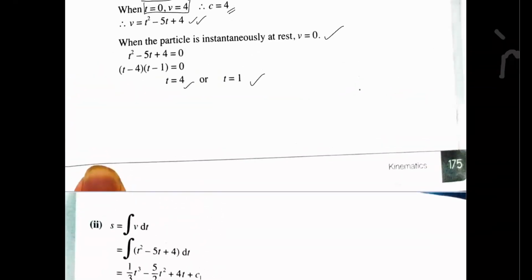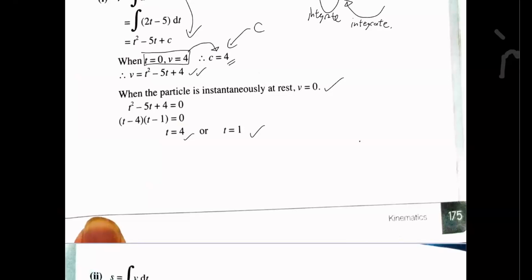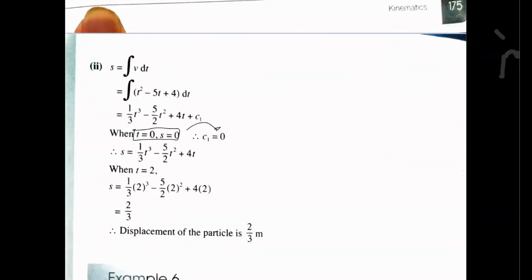Okay. They use a C subscript 1 to not confuse you between C and C1. Previously already integrate to get a C here. So now they just change the notation to C1. Okay? Right? So anyways, yeah, got it. Yes, just integrate the V, sub in the t equals 0, s equals 0 condition.